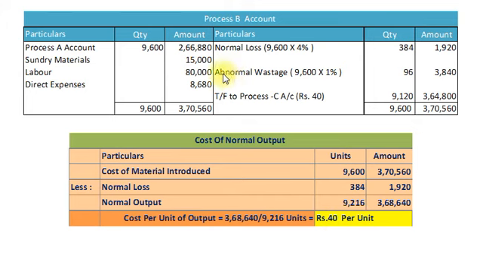So abnormal wastage will be multiplied with 40 rupees per unit. So 96 into 40 amounts to 3,840, and finished product of process B 9,120 units multiply rupees 40 amounts to 3,64,800 rupees. And finally our process B account gets tally with 9,600 units and rupees 3,70,560 rupees.